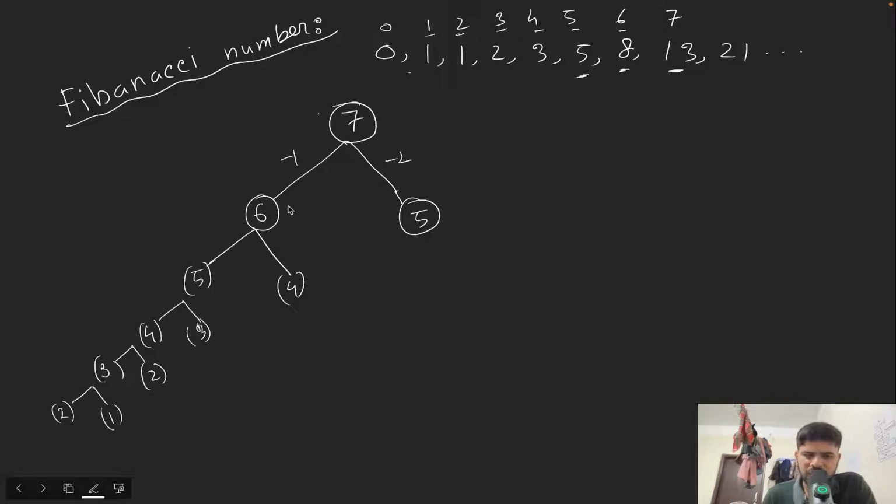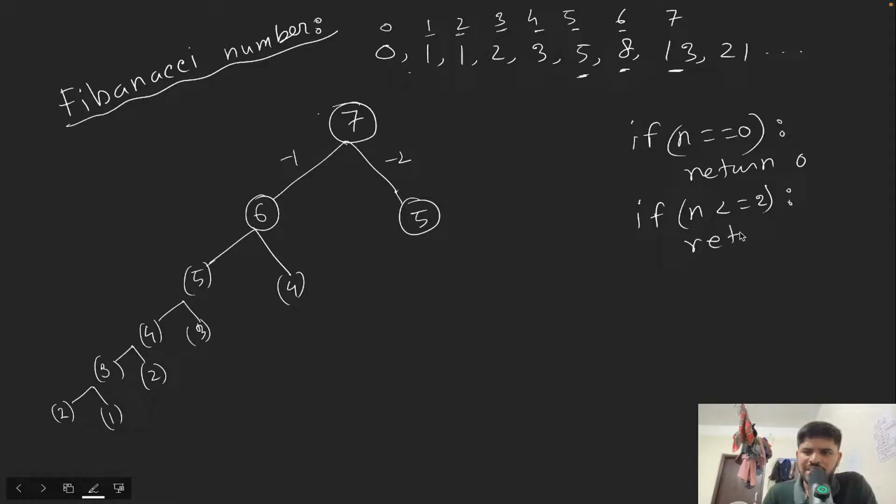Here we'll have a base case. In this problem, we will have two base cases. If n equals 0, we will just return 0. If n is less than or equal to 2, it means that the value of n is 1 or 2. In that case, we will just return 1. So these two would be our base cases for this problem. For 2, we will return 1. For 1, also we will return 1.